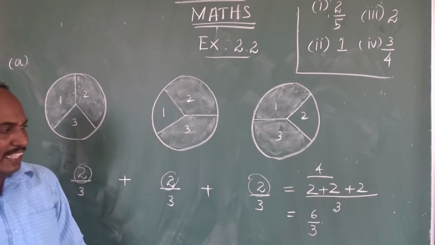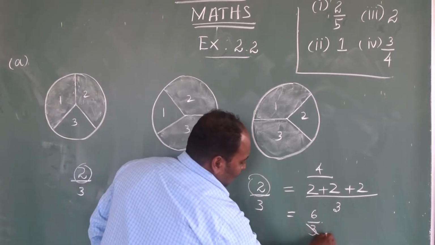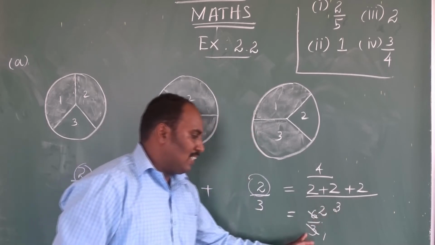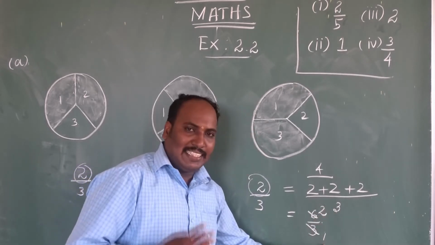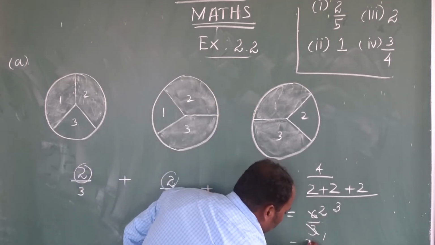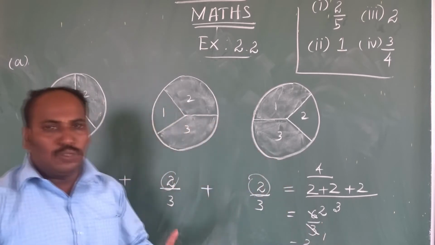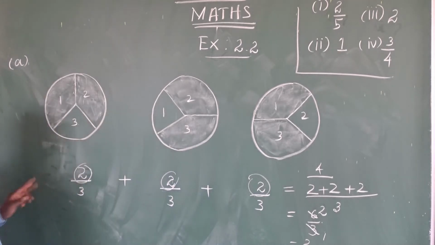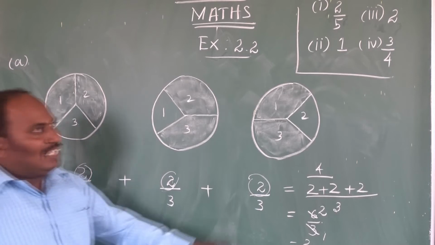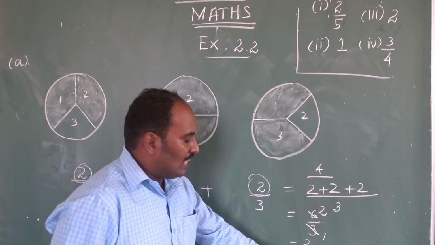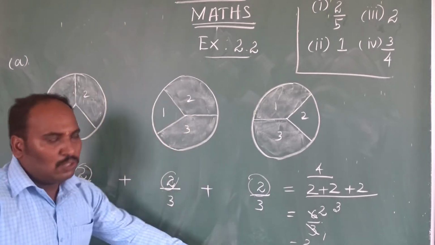6 divided by 3. 1 three is 3, 2 threes are 6. Listen here, we cancel the third table. So our answer is 2 divided by 1 is equal to 2. Our answer is 2. Then compare that 1, 2, 3, 4: A's value is equal to 2.